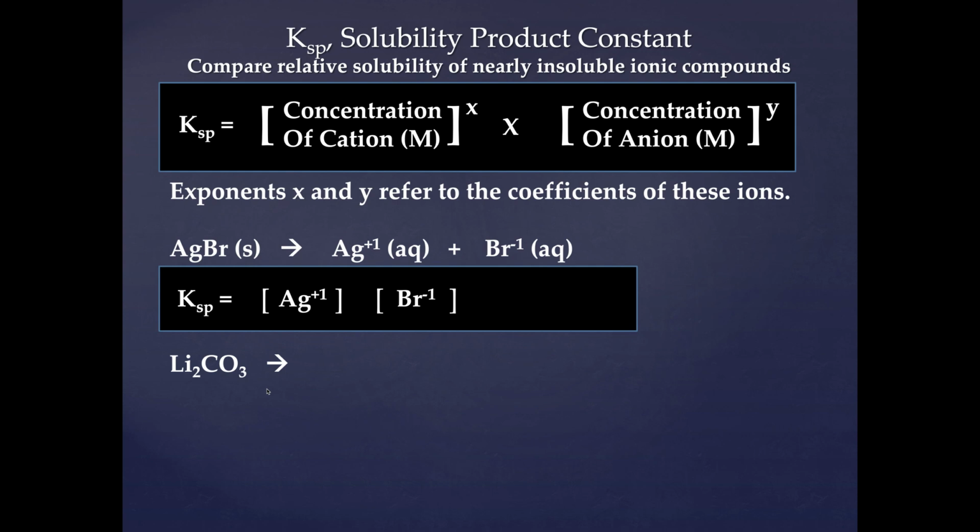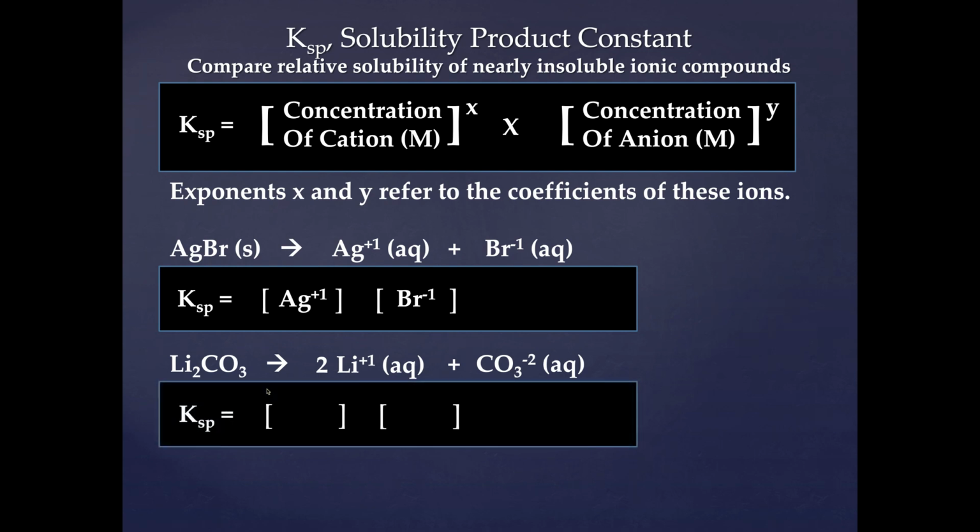Let's say we dissolve lithium carbonate. Well, it's going to break up into lithium ions and carbonate ions. However, we need to balance, so we put a 2 in front of Li plus 1. So when we do the KSP, it will be equal to the concentration of lithium ions times carbonate ions, but we have to take that coefficient in front of lithium and turn it into Li plus 1 squared.